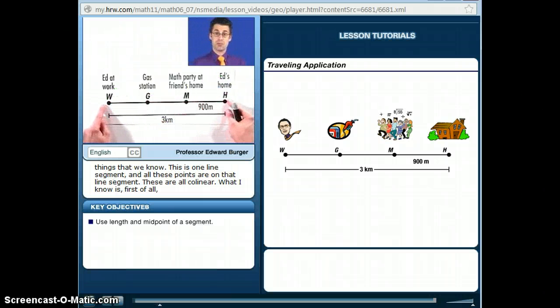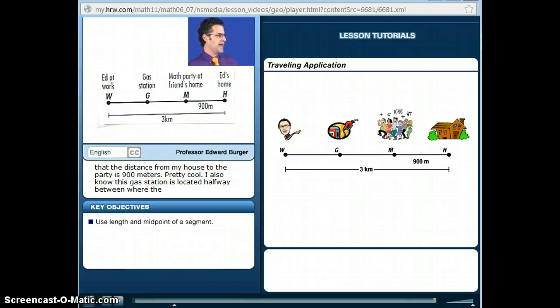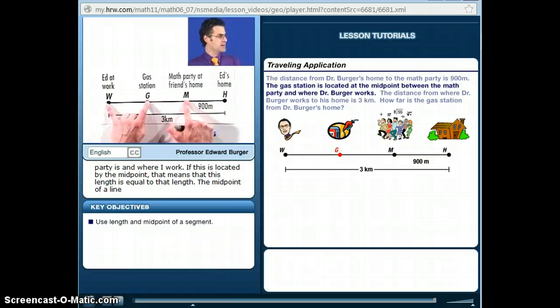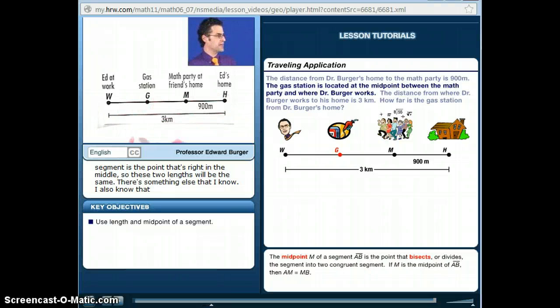And there's a whole bunch of things that we know. And this, by the way, is one line segment, and all these points are on that one line segment. These are all collinear. And what I know is, first of all, that my house to the party is 900 meters. And I also know that this gas station is located halfway between where the party is and where I work. If this is located in the midpoint, that means that this length is equal to that length. The midpoint of a line segment is the point that's right in the middle, so these two lengths will be the same.